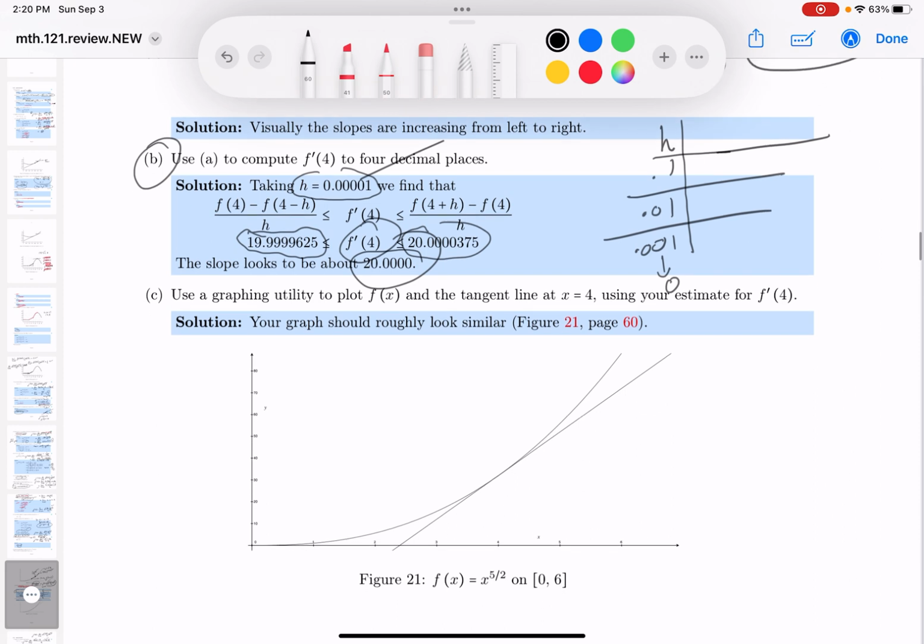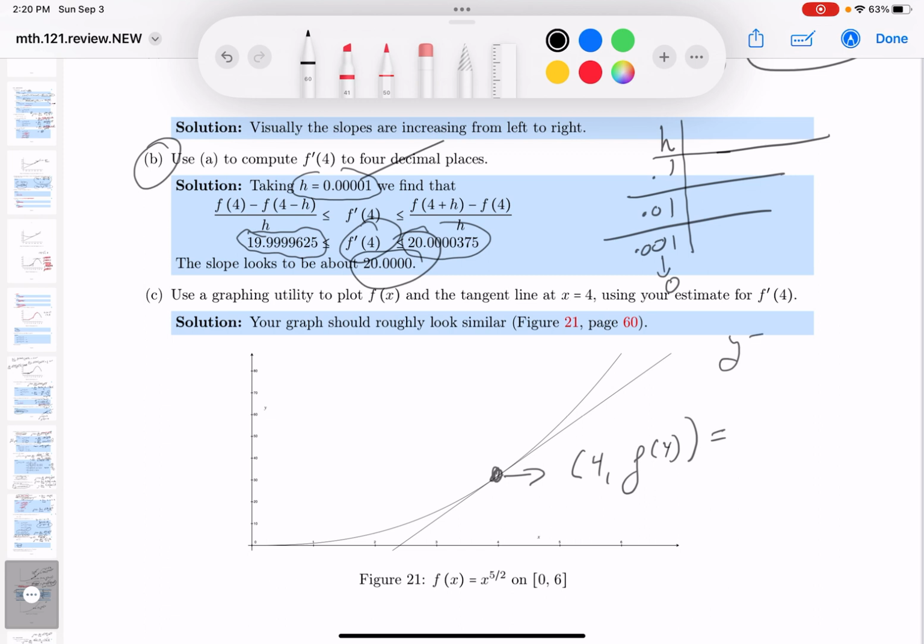All right, the other thing is, use a graphic utility to plot f and the tangent line. The bottom line is, how do you plot a tangent line? It's at a point. What's the point going to be? It's going to be at the point 4, f of 4, and yes, I did use a computer to plot it. And then what do you do over here? Well, I have to compute the point, don't I?